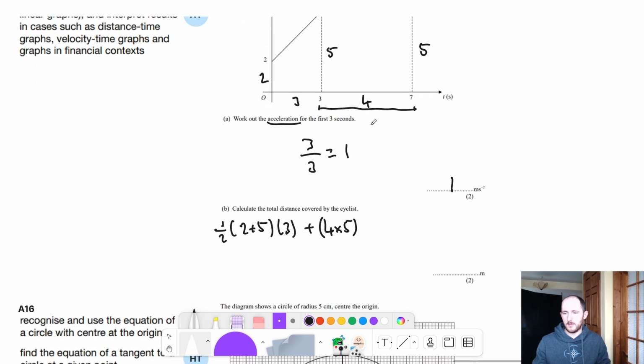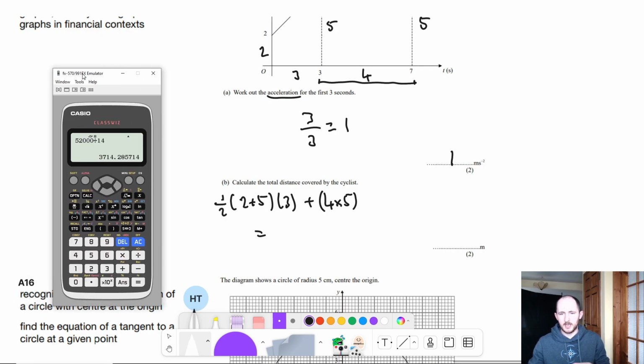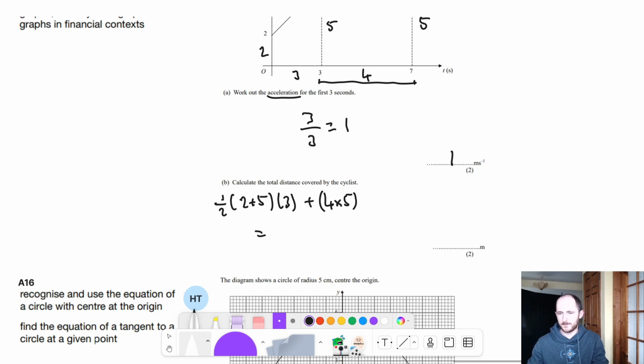Okay, and again we can just do this on a calculator to be a bit cheeky with it. So 0.5 open bracket 2 plus 5 close bracket times 3 plus 4 times 5 gives me 30.5. Perfect. Meters.